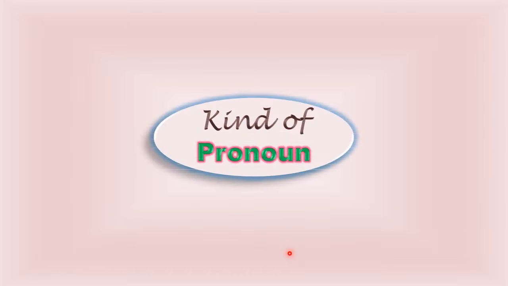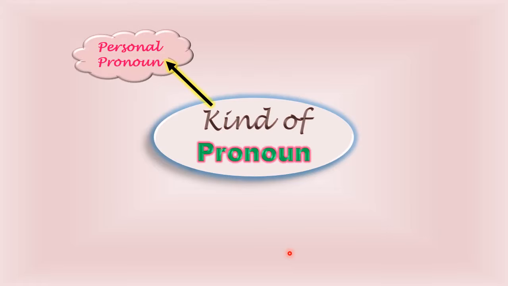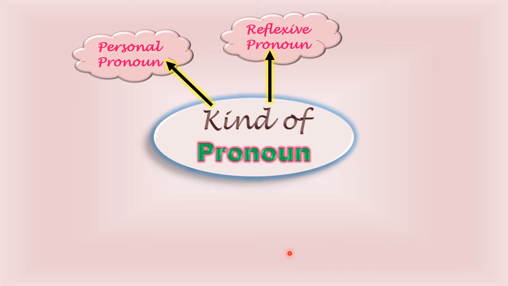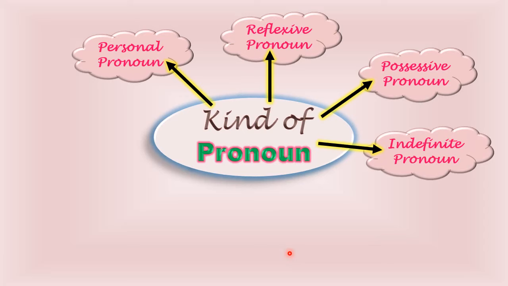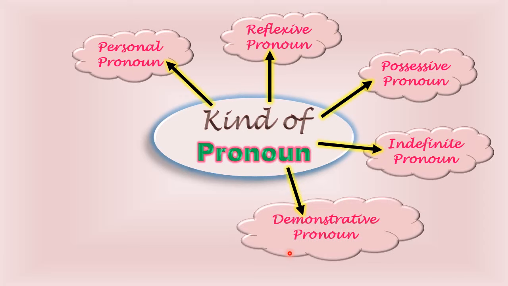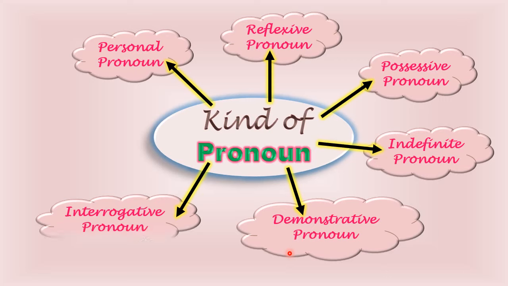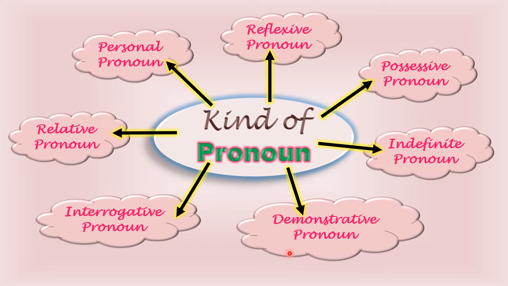Pronouns are divided into 7 parts. Let's see what those pronouns are. Kinds of pronoun. First, personal pronoun. Then reflexive pronoun, possessive pronoun, indefinite pronoun, demonstrative pronoun, interrogative pronoun, relative pronoun. And in this lesson, we are going to discuss all the pronouns one by one.